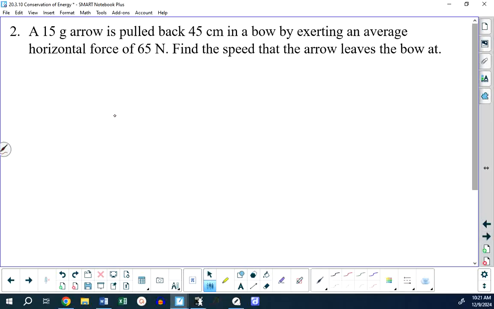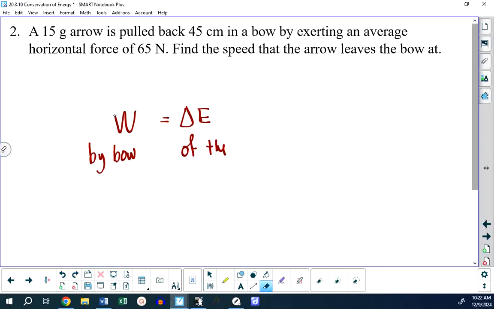So what we do here is we say work equals delta E. And in this case, I think it's very valuable for you to write "by the bow" and "of the arrow." What I'm saying is that the bow is the thing doing the work. The thing changing its energy is the arrow. In other words, the bow is doing work to the arrow. What kind of energy does the arrow get? Kinetic, right?